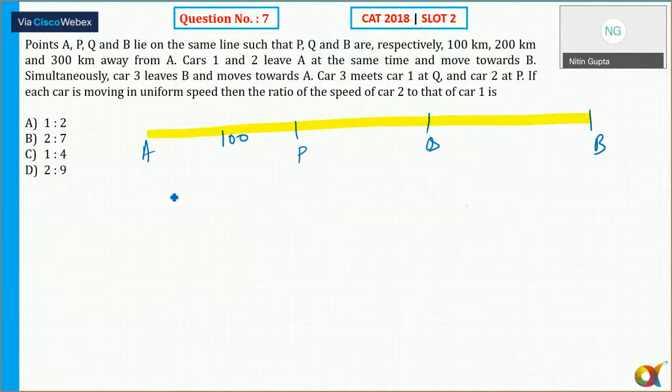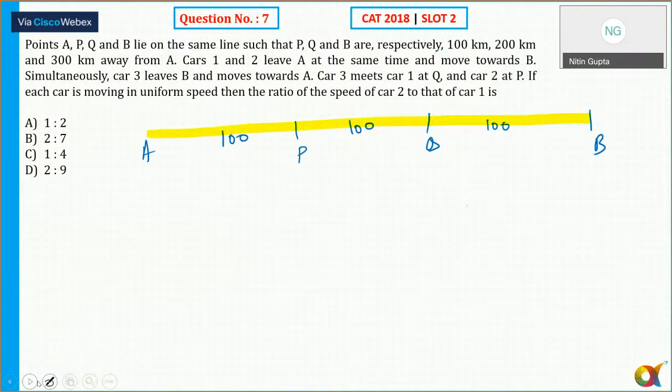And Q is 200 kilometer from A. So the distance between P and Q is also 100, so Q to A is 200. And B is 300 kilometer away from A. So the distance between Q and B is again 100.